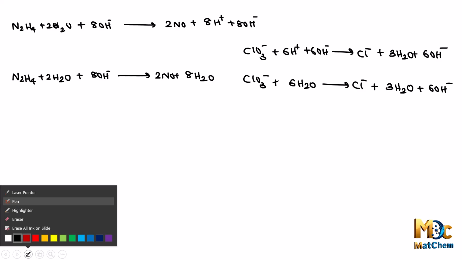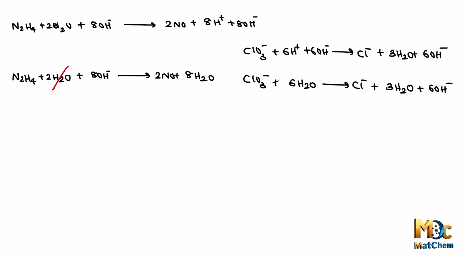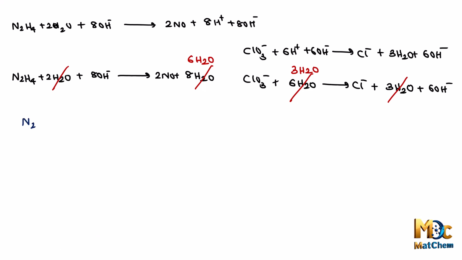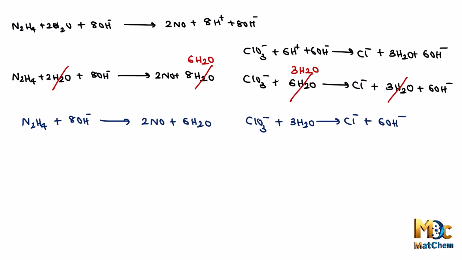Now what you can do? You can cancel the water molecules. Here we have 2 water, here you have 8 water. 2 water can be cancelled, remaining you will be having 6 water. Here you will be having 6 water, here 3 water, 3 water cancel, remaining you will be having 3 water. So what is the net reaction? You will be having N2H4 plus 8 OH minus giving 2NO plus 6H2O. Here the reaction is ClO3 minus plus 3H2O gives Cl minus plus 6 OH minus.